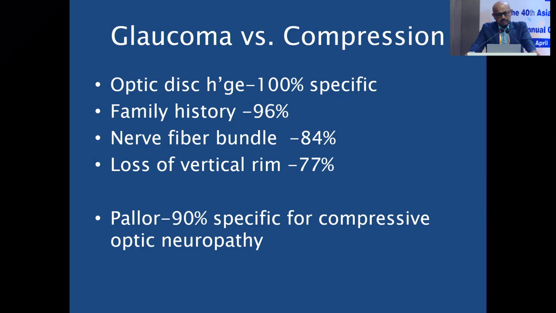So this is one of the studies where we look at the optic disc and differentiate between glaucoma and compression. Well, optic disc hemorrhage, the presence of hemorrhage, was specific for glaucoma. Family history of glaucoma, in 96% of the patients, you say that okay, that patient is likely to have a glaucomatous optic atrophy, versus pallor of the neuroretinal rim, which will go more towards a non-glaucomatous cupping. What we are worried about, of course, is a compressive optic neuropathy.